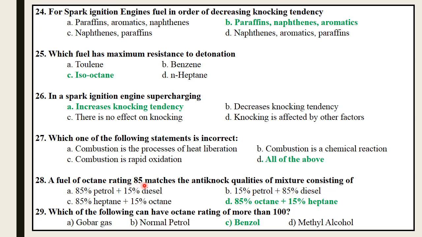Next, a fuel of octane rating 85 matches the anti-knock quality of a mixture consisting of: 85% petrol plus 15% diesel, 15% petrol plus 85% diesel, 85% heptane plus 15% octane, or 85% octane plus 15% heptane. As we know, the octane number is based on a mixture of isooctane and n-heptane by volume. So the correct answer is 85% octane and 15% heptane, meaning 85% isooctane and 15% normal heptane.